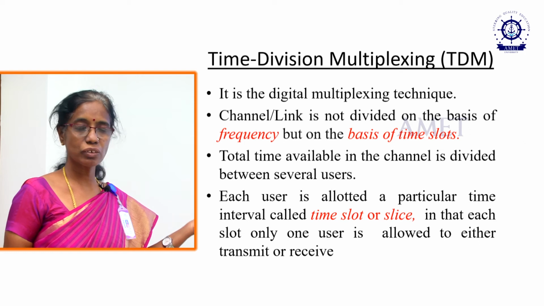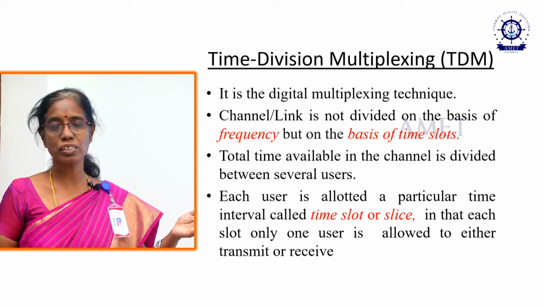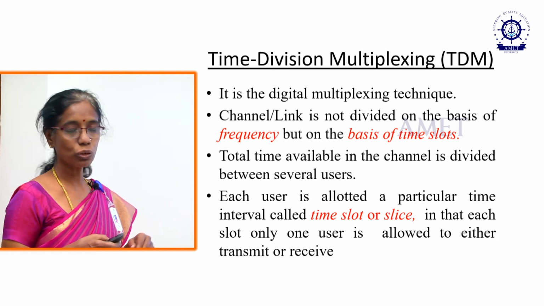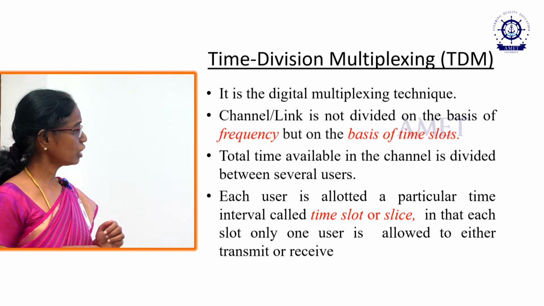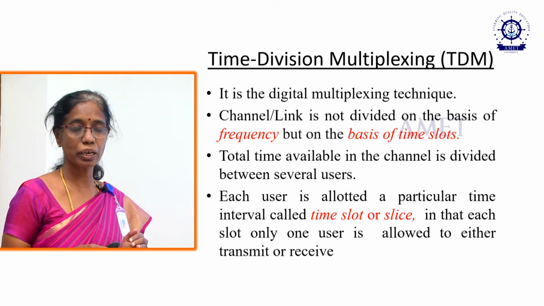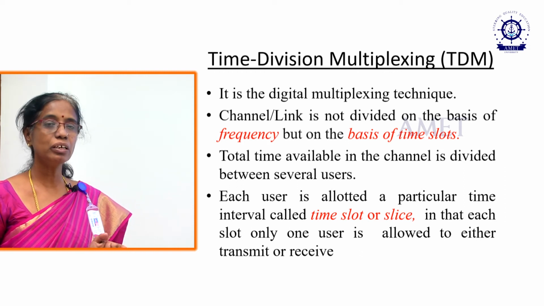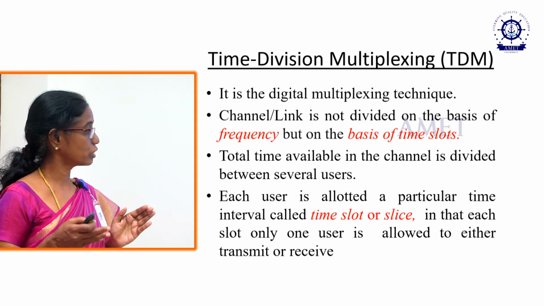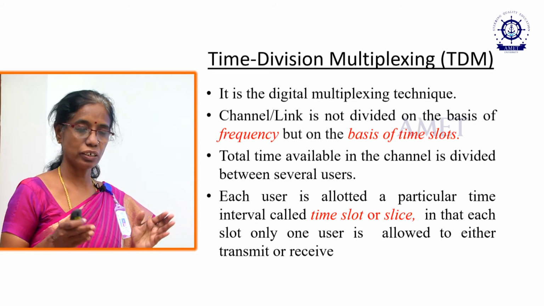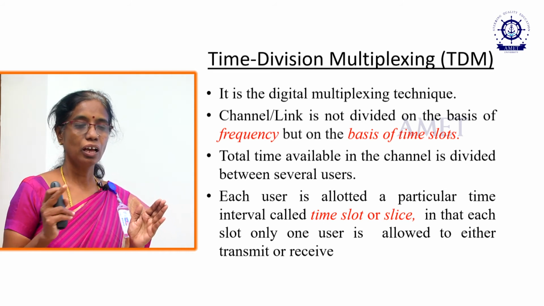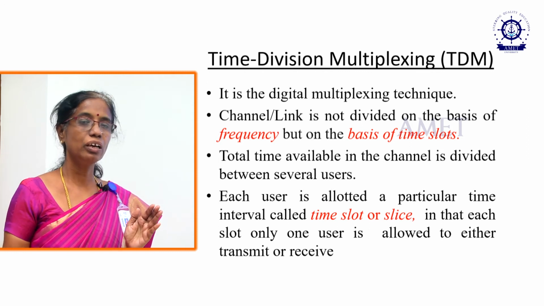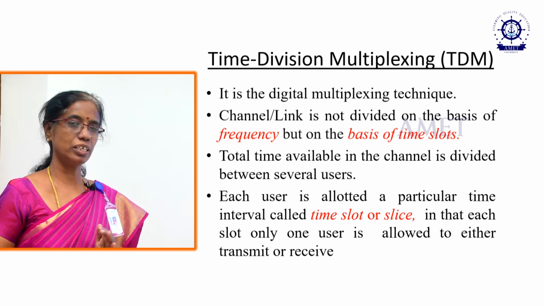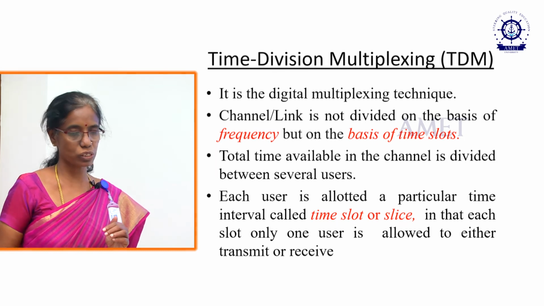In frequency division multiplexing, we use different frequencies, but there we use much time period. Here we are going to use the time period effectively. Each user is allotted a particular time period, which means the total message will be separated into different time slots or slices. In one cycle, one slice will be communicated, then the next slot, the next slice will be communicated, and likewise it goes.